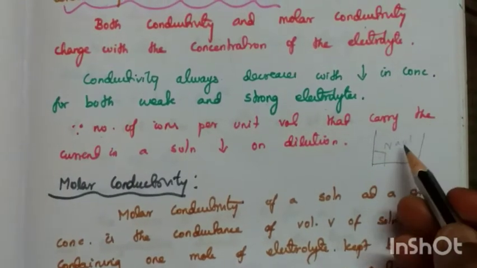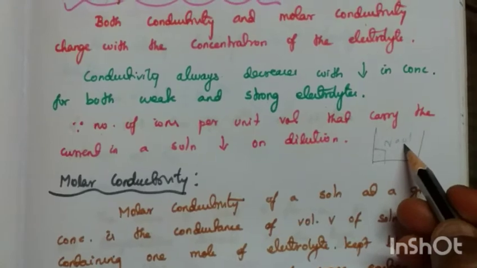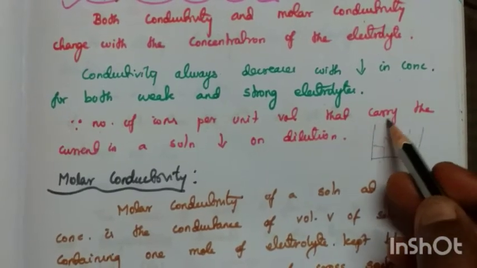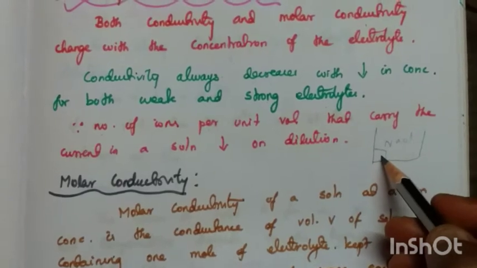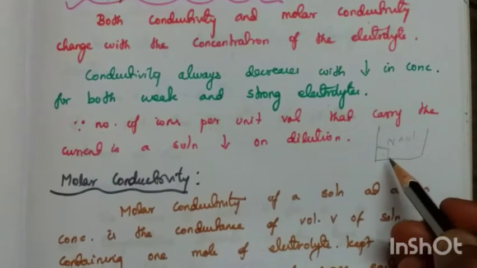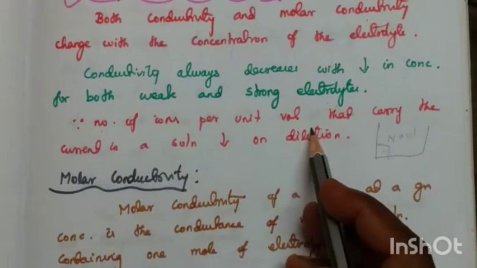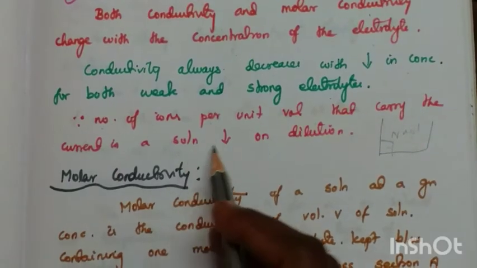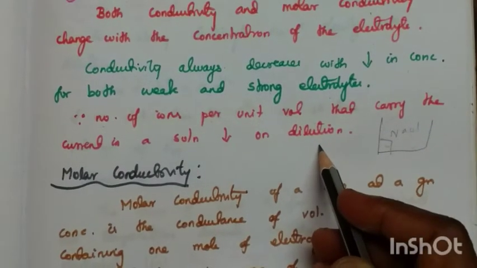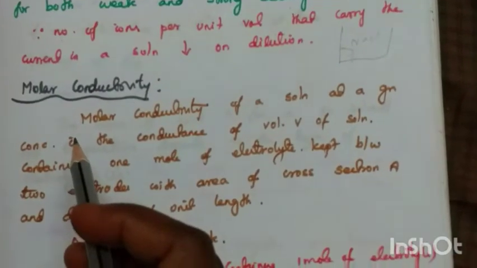If we add an additional tumbler of water, then what happens? The ions have a tendency to spread out. So the concentration of ions inside this 1 centimeter cube decreases. So the number of ions per unit volume that carry the current in a solution decreases on dilution. So as dilution increases, the conductivity decreases because the number of ions decreases.